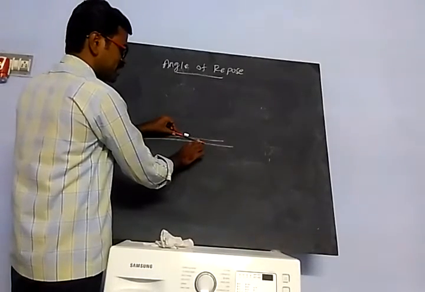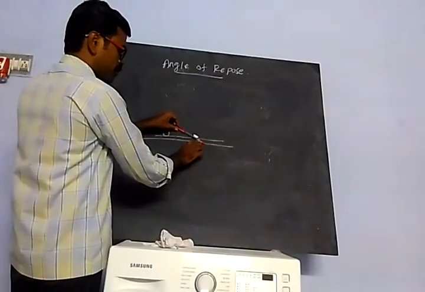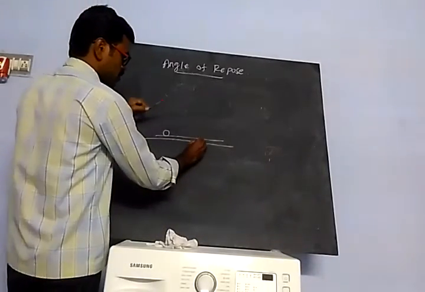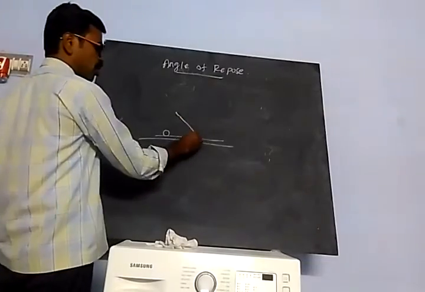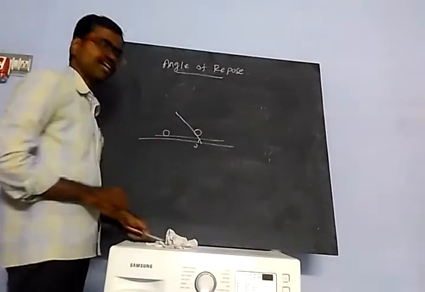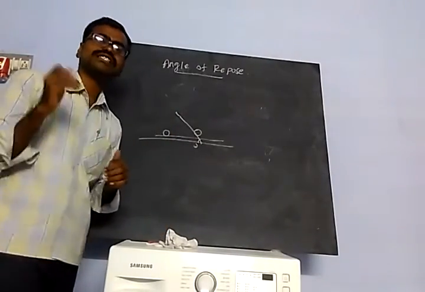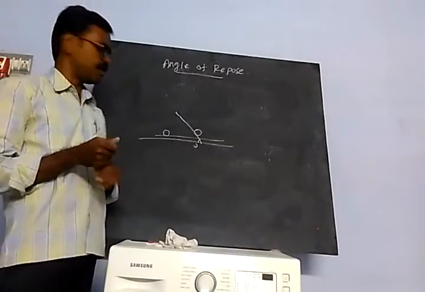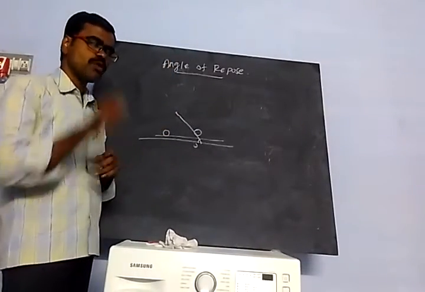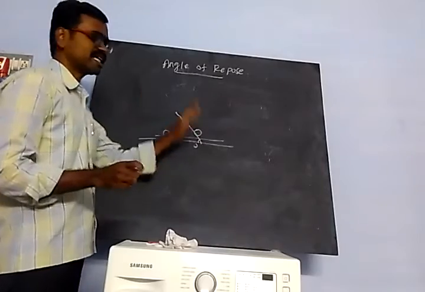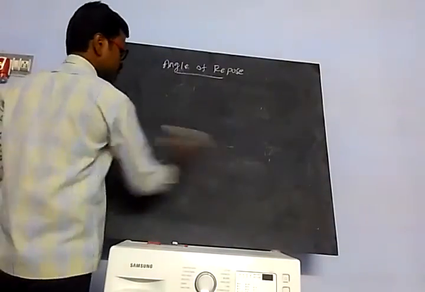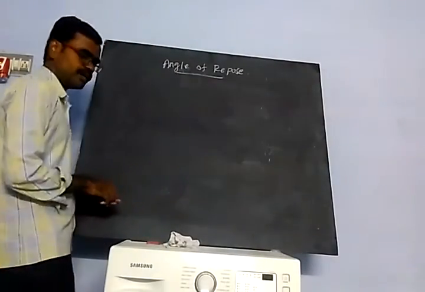I am increasing that angle. At one particular angle, the object slides. That angle is called the angle of repose. Repose means the object sliding. Angle of repose means the particular angle at which the object slides. Do you understand? Okay.